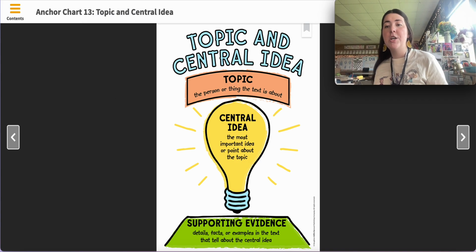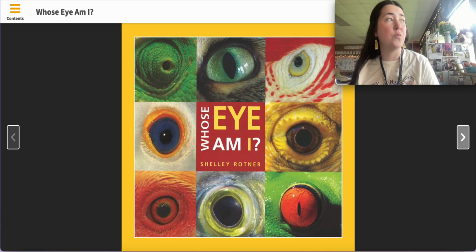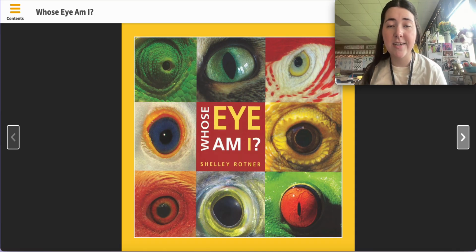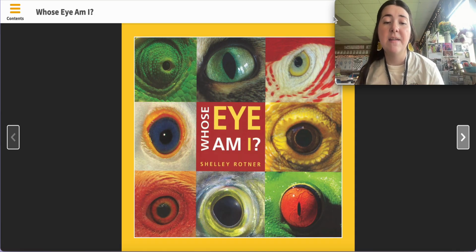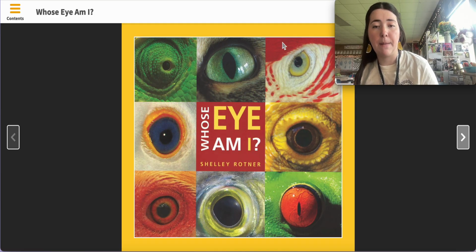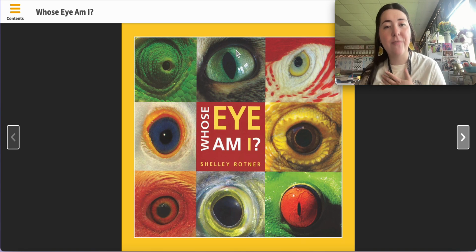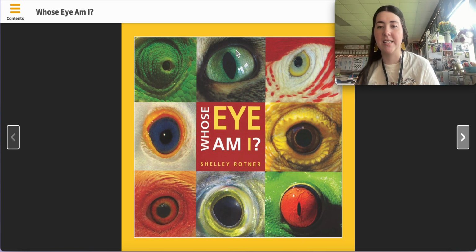So that's a little bit of a hint about what we're talking about with our anchor chart for topic and central idea. Because we are still talking about informational texts, we're going to read another scientific story that's going to teach us about animal eyes. This story you might remember from earlier in the school year. It's called Whose Eye Am I? By Shelley Rotner, and we've got a bunch of different animal eye examples here. We read this story quite a few months ago, so this might feel new to you, but we have read it once before.